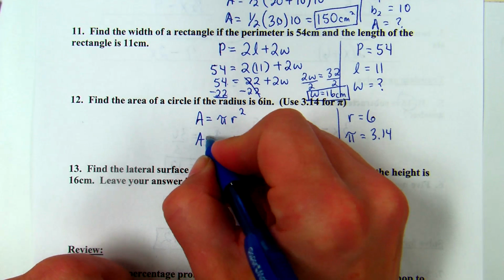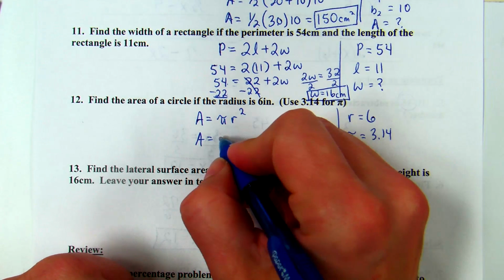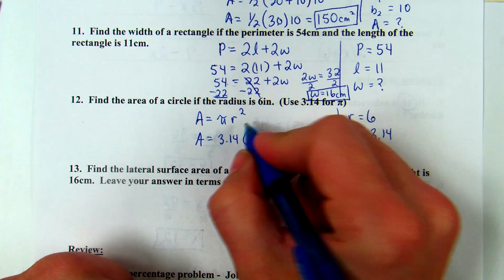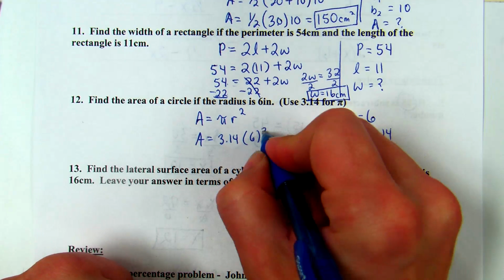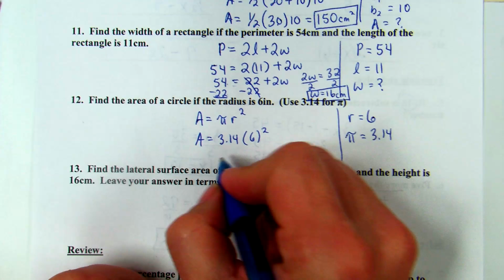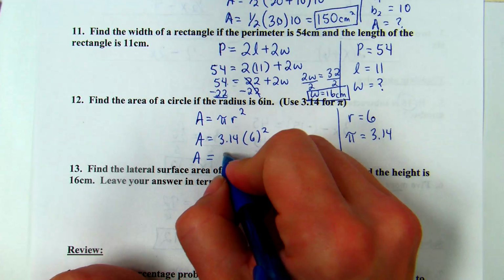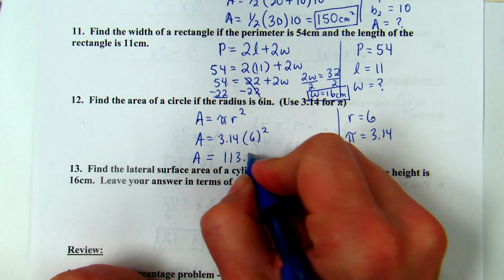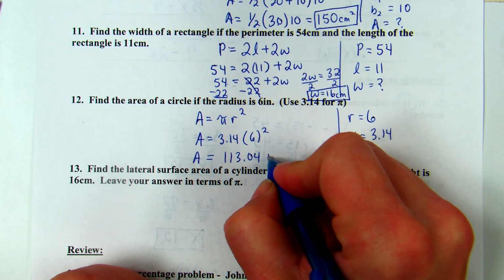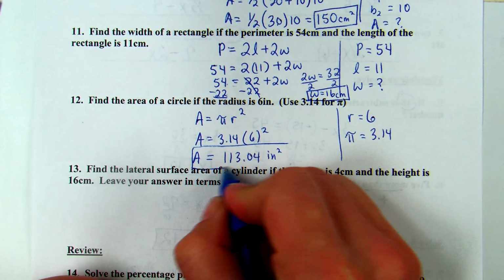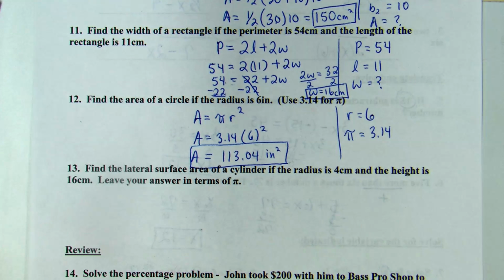Area is going to be equal to 3.14 times the radius, which is 6 squared. And if you put this in your calculator, area will end up equaling, I believe it is 113.04, and this is going to be in inches squared. You may see on the test where they'll ask you to round that to a certain number of decimal places. In this case, we're just going to leave it as is.